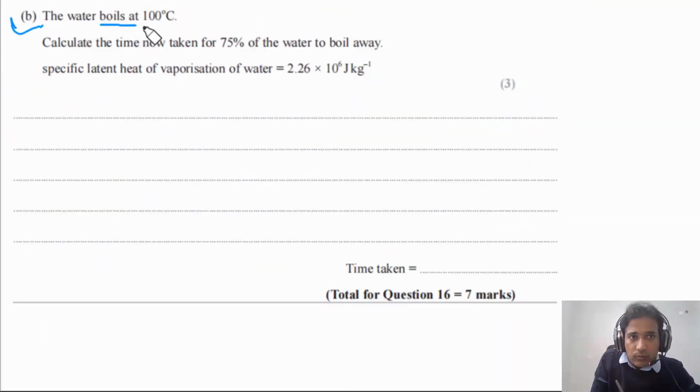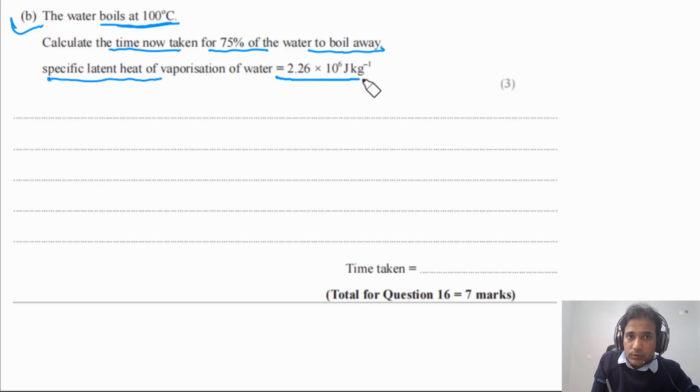Part B says the water boils at 100 degrees Celsius. Calculate the time now taken for 75% of the water to boil away. The specific latent heat of vaporization of water is given to us. So the time taken we need to calculate. Again we can use the same approach. If you read this question, you can see this is about latent heat of vaporization. So simply, Q is equal to M times L.